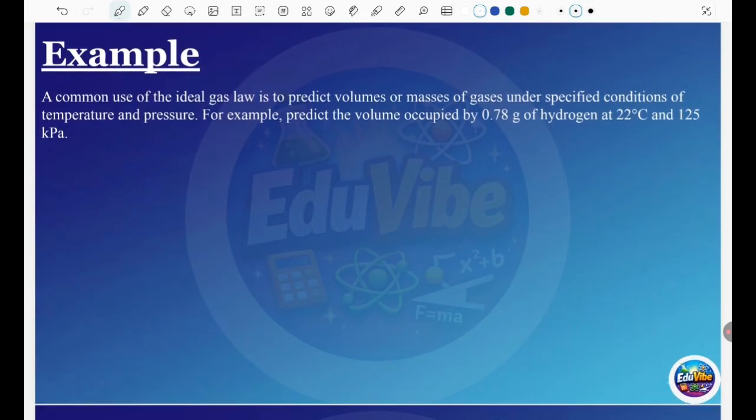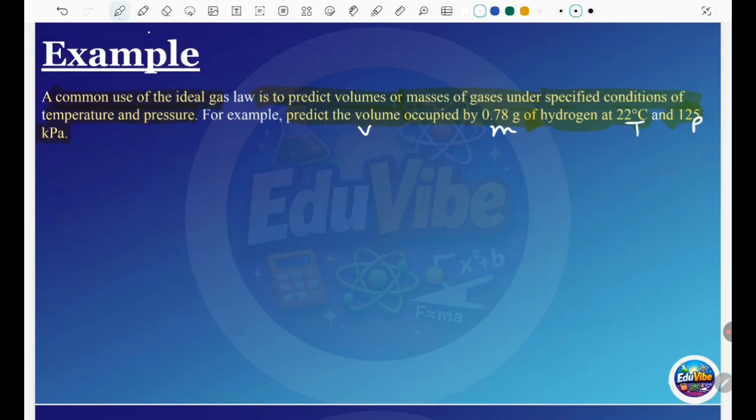For more clarity on this topic, the common use of the ideal gas law is to predict the volumes or the mass of gases under specific conditions of temperature and pressure. For example, we have to predict the volume occupied by 0.78 grams of hydrogen at 22 degrees Celsius and 125 kPa. Here you have a pressure, a temperature, and a mass, and you have to find the volume. But we want n for this.